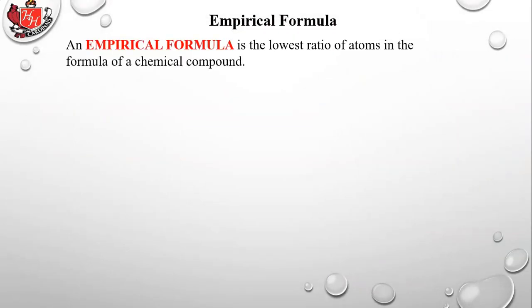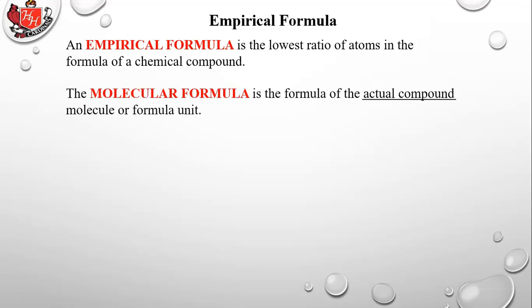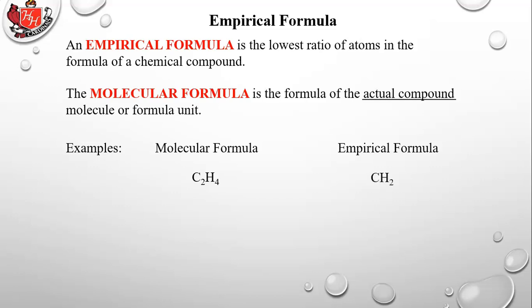So an empirical formula is the lowest ratio of atoms in the formula of a chemical compound. The molecular formula is the formula of the actual compound, molecule or formula unit. So here are some examples. If the molecular formula is C2H4, you reduce it like a fraction, or you can think of it in math like factoring a number out. So it becomes CH2. You have 2 hydrogens for every 1 carbon in C2H4. So the lowest ratio of carbons to hydrogens is 2 hydrogens for every 1 carbon. That's CH2.